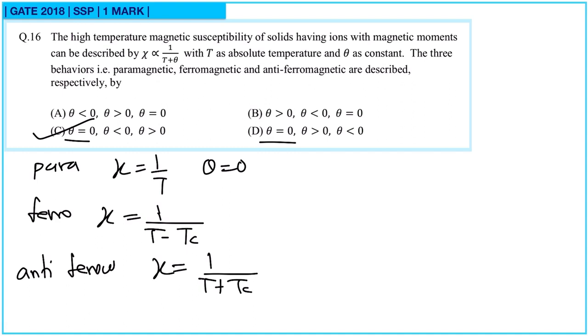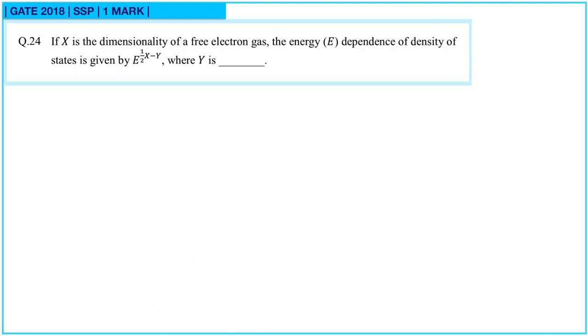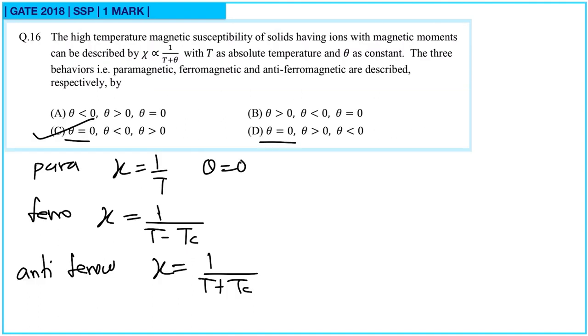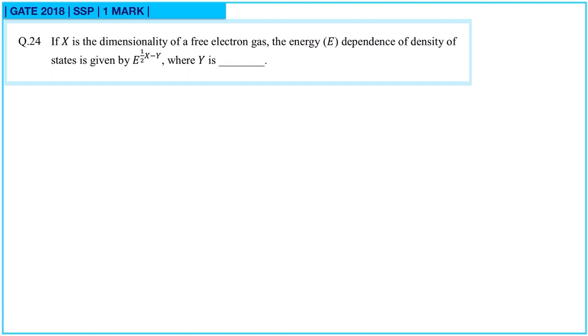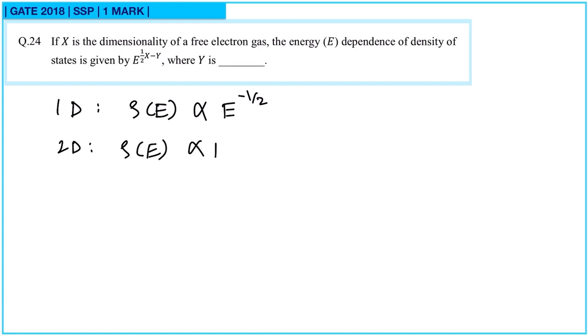Next question. If X is the dimensionality of free electron gas, the energy E dependence of density of states is given by. So for 1D, we know density of states is proportional to E raised to minus half. For 2D, density of states is proportional to E raised to 0. And for 3-dimensional, density of states is proportional to E raised to half.